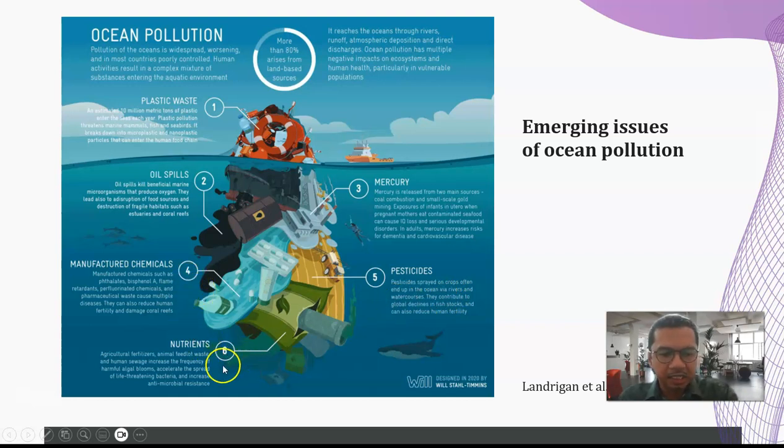Lastly, the sixth emerging issue is nutrients. Nutrients coming from agriculture, fertilizers, animal feedlot waste, and human sewage increase the frequency of harmful algal blooms.